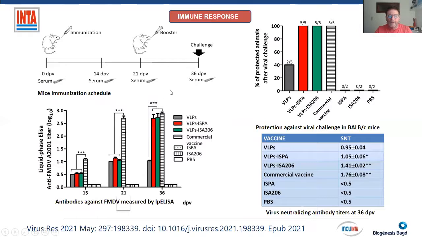When we had the expression of the VLPs, we made a trial in mice. This was made last year. In this case, we used 6 animals per group, 4 different groups. We tested 2 different adjuvants, and you can see in the back the ELISA titers obtained, and this is the positive control. This is an inactivated virus, and this is the VLPs. You can see the same levels after 2 immunizations, and the most important result is that we have total protection in the 3 cases. This is against the inactivated virus, and these are the 2 adjuvants.